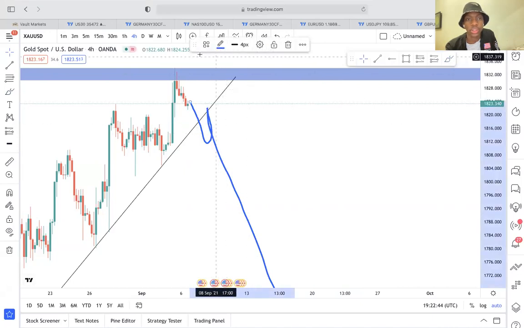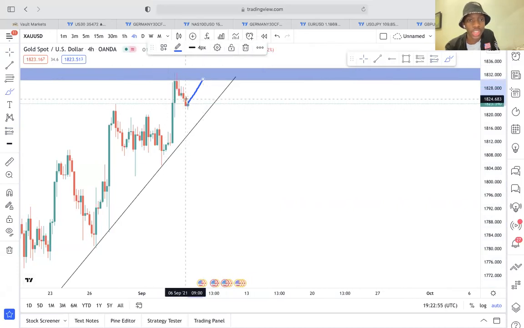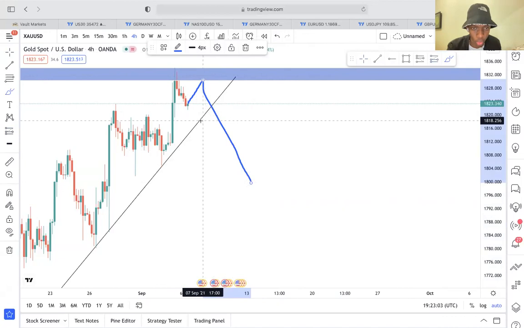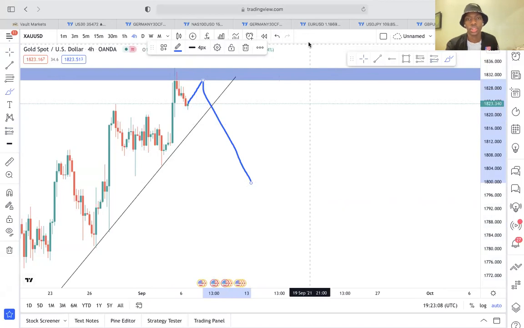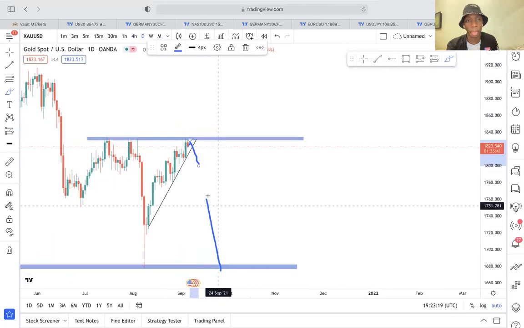Can we just delete this so I can say what I want to say? This thing could literally just reverse right now, go back to the zone to take out everybody who's been entering here, go back to the zone, then drop. So wait for gold to retrace to the zone or break this trend line, and enter on the retest of the trend line. So yeah, that is an ascending channel. This thing is gonna drop big time, guys.